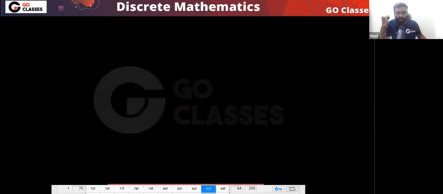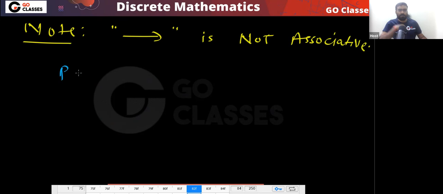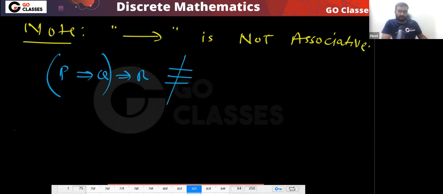One more thing I want to tell you. First of all, remember, implication is not associative, right? Yes or no? Correct? Implication is not associative. What does it mean? It means that P implies Q implies R, if you group it like this, is not equivalent to P implies Q implies R grouped the other way. So they are not equivalent. I hope this is clear.